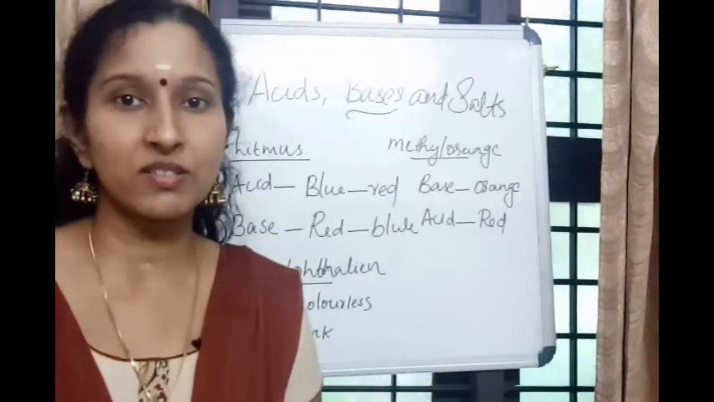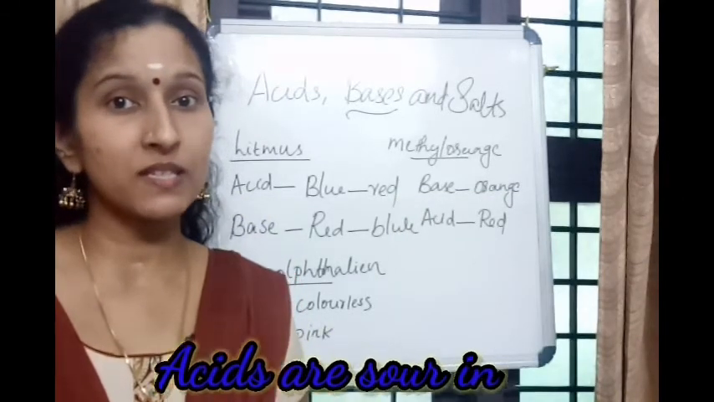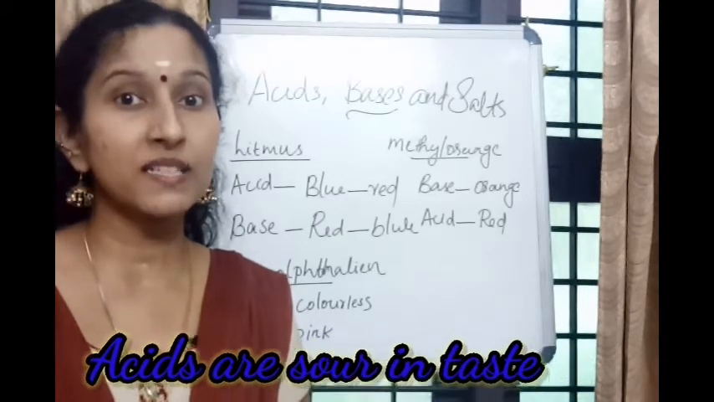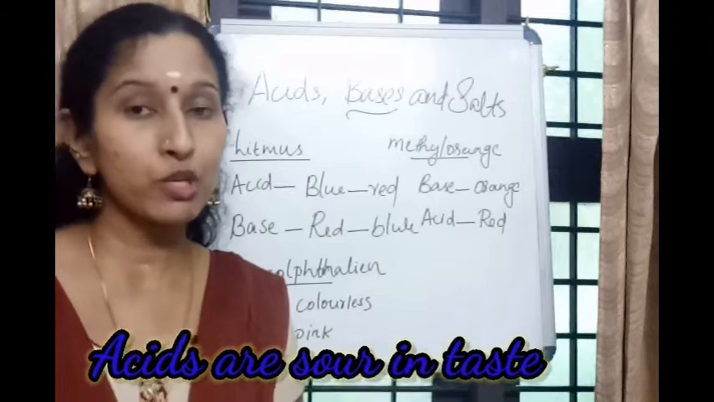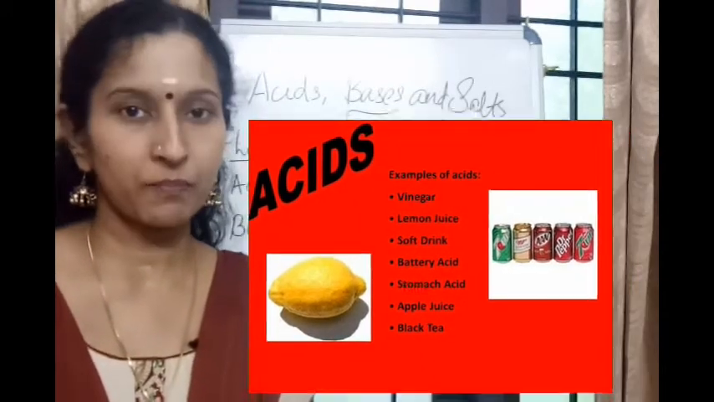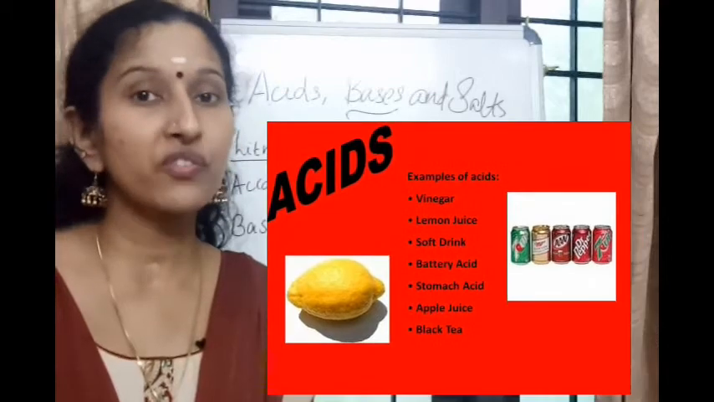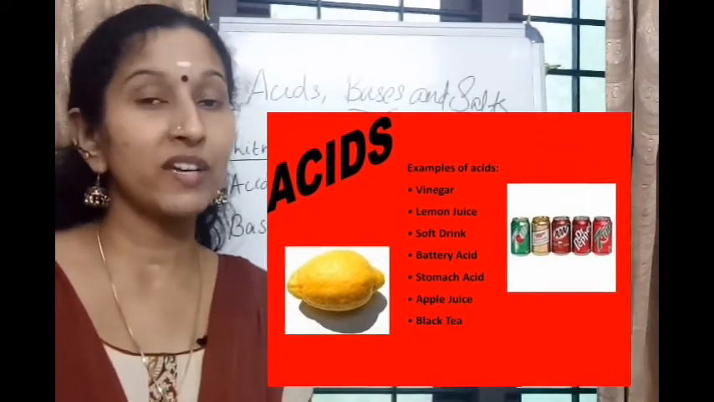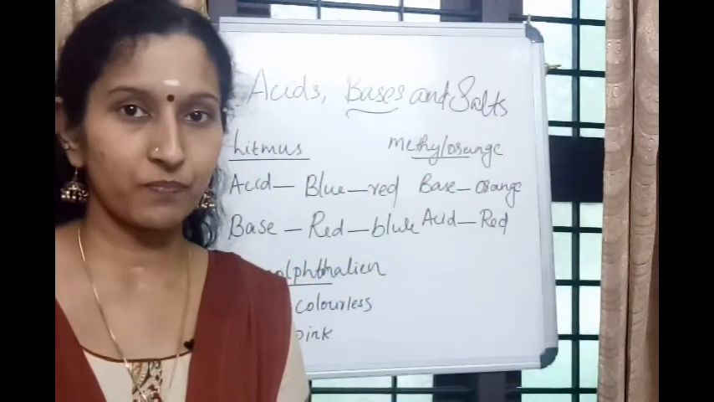What are acids? Acids are the substances which have sour taste. Examples of acidic substances are lemon juice, tomato and vinegar. Lemon juice contains citric acid, tomato contains oxalic acid and vinegar contains acetic acid.